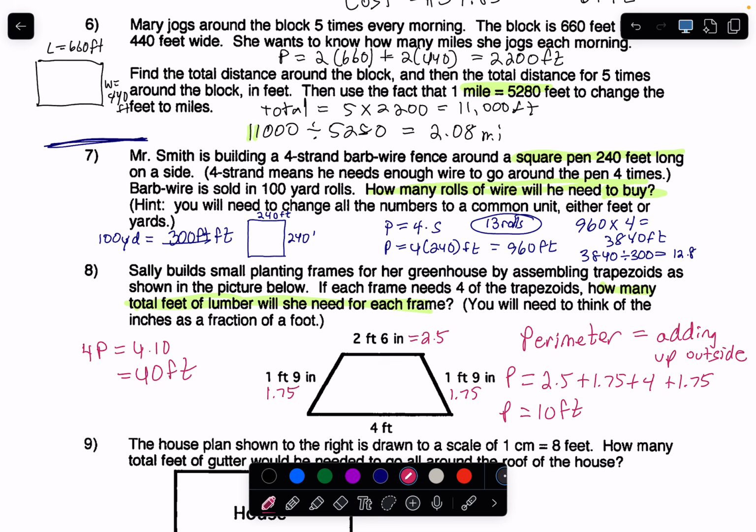How many total feet of lumber will she need for each frame? Now the frame are the 4 trapezoids. We did the 4 times, so we're good to go. We got what we need. That's the answer. Let's circle it so we know that's the answer we were searching for. Good so far for that one?